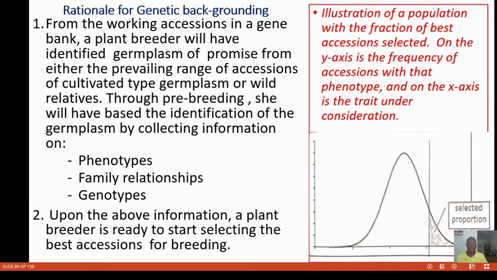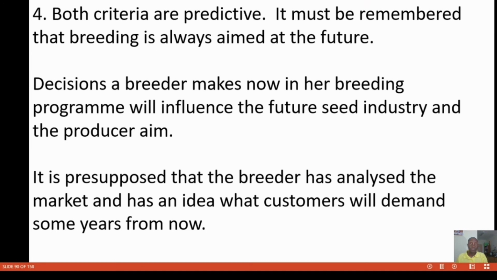So we have agreed that from the working accessions in a gene bank, a plant breeder will have identified germplasm of promise, which is in intermediate form. And we have also said that then the plant breeder is ready to enter the intermediates into a breeding program. Remember, we've said that with the pre-breeding, where we are entering a breeding program, we now are equipped with predictive criteria, not with a new variety, with predictive criteria.